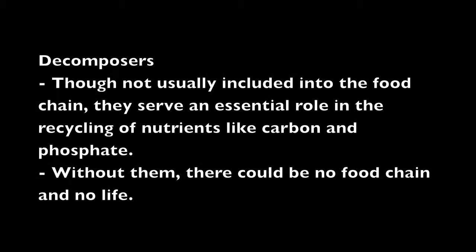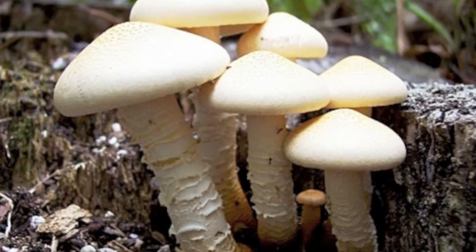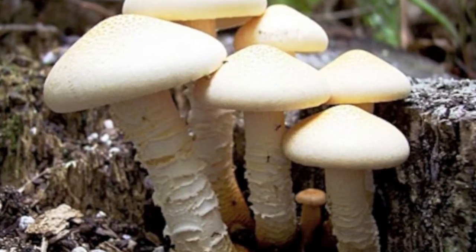Decomposers are usually not included in the food chain diagram but are essential to recycling nutrients like carbon and phosphate for organisms to use. Without them, there could be no food chain and no life. This is an example of decomposers.